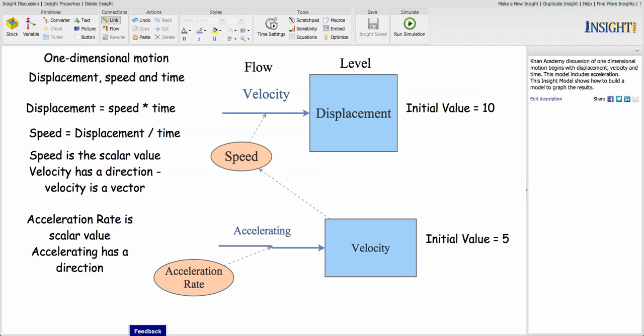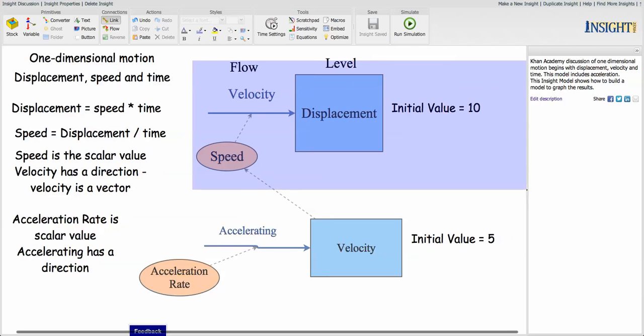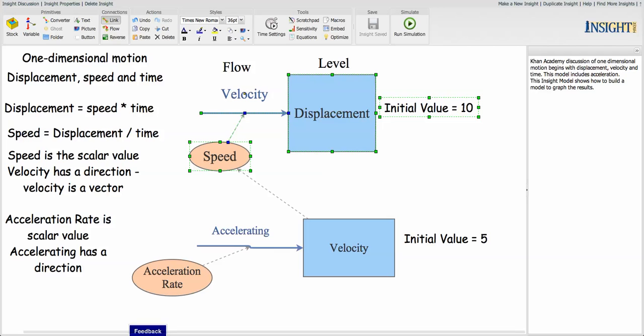The flow and level: the velocity has a direction and it causes a displacement. The initial value of the displacement is 10. Speed is the scalar value, and those are all based on the Khan Academy's equations. You see those on the left here on the screen.